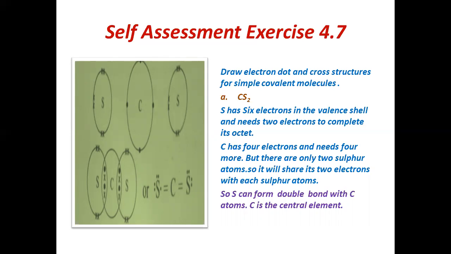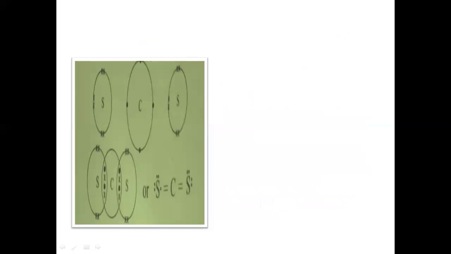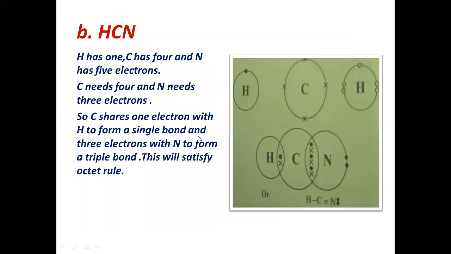In this case, we can see carbon is making a double covalent bond with each sulfur. Double covalent bond with this sulfur and double covalent bond with the second sulfur. In hydrogen cyanide, carbon has 4 electrons or 4 dots in the outermost shell. 3 dots it will share with the nitrogen atom, and 1 dot it will share with the hydrogen atom. So carbon will form a triple covalent bond with nitrogen, while carbon will form a single covalent bond with hydrogen. Triple covalent bond for nitrogen and carbon, and single for carbon and hydrogen.